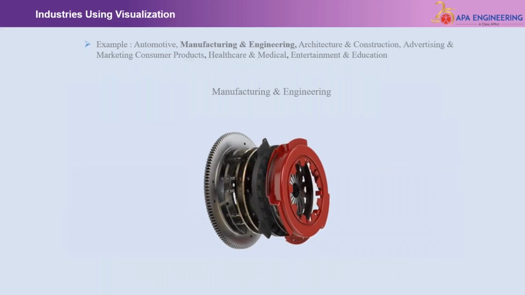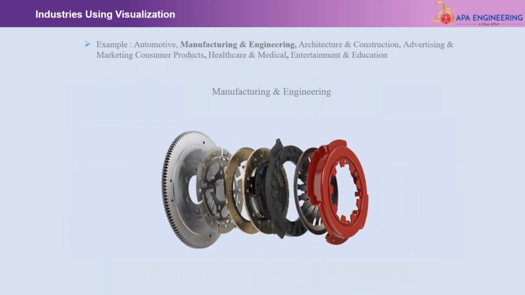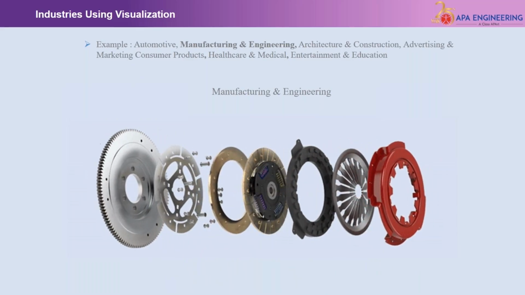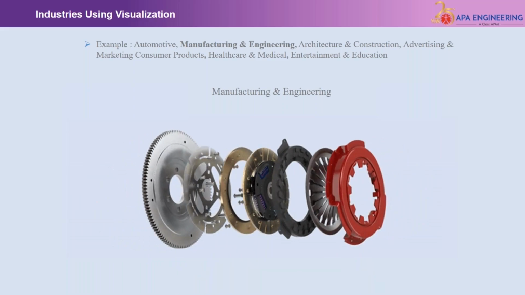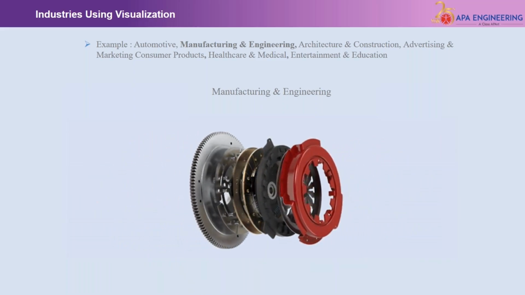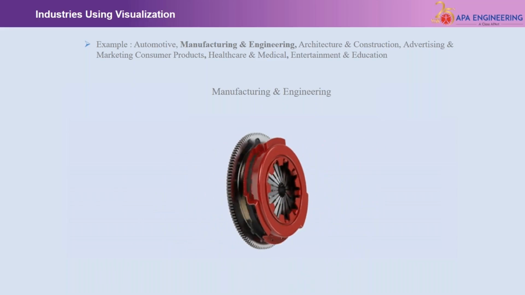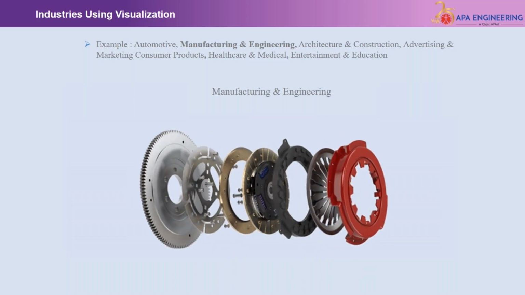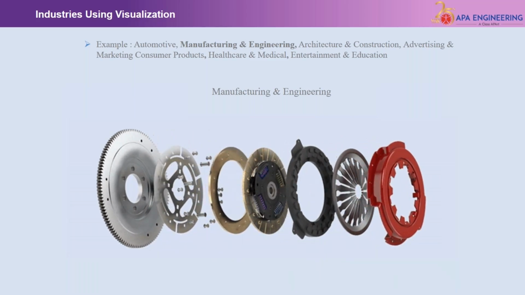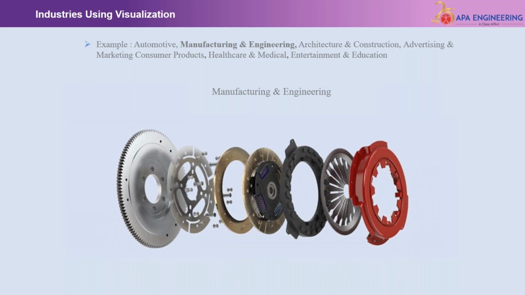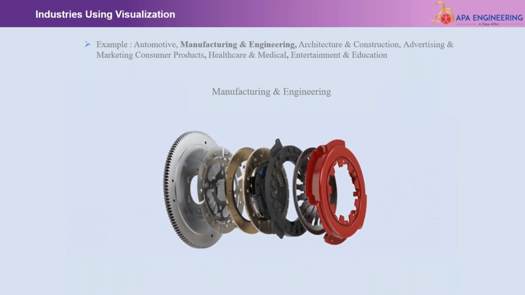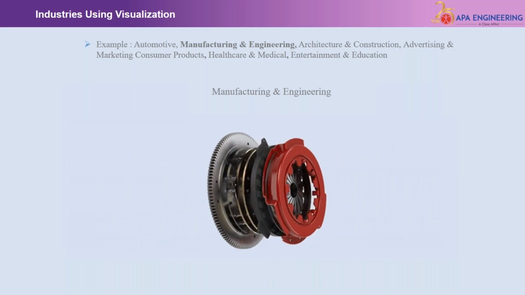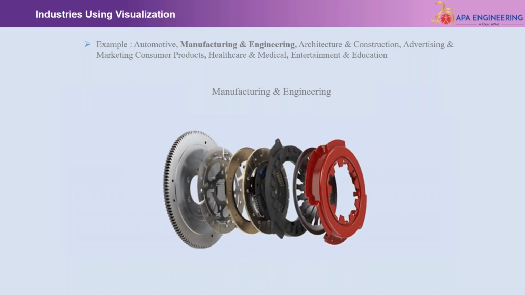Next, we have the manufacturing and engineering department. In manufacturing and engineering, rendering is used to visualize complex assemblies, simulate material and finishes, and communicate design intent clearly. Just like this clutch plate assembly, it helps teams review how a part fits together, spot potential issues, and showcase internal components through exploded and section views. High quality visuals also improve technical presentations and make manuals more effective and easier to understand.